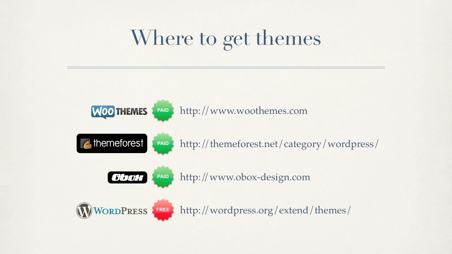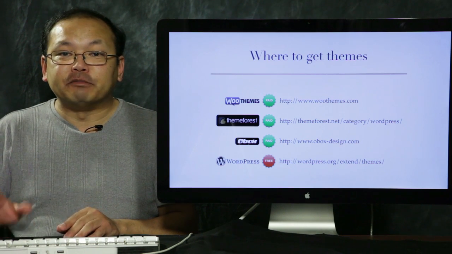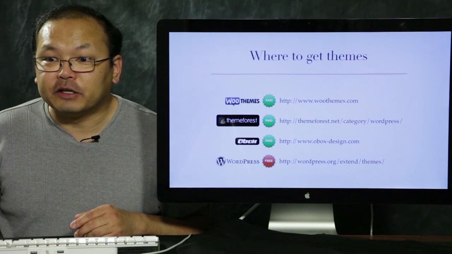Well, now this isn't something that I'm a real expert at, because whenever I need a WordPress theme, I typically just design one myself. But I have heard of some websites, trustworthy websites, where you can get themes. Among them, Woo Themes. These are paid themes, as are most of these. There's another one called Theme Forest, another one called Obox. These 3 are ones that are really trustworthy, and they have really good themes. And for the most part, you do have to pay for them.